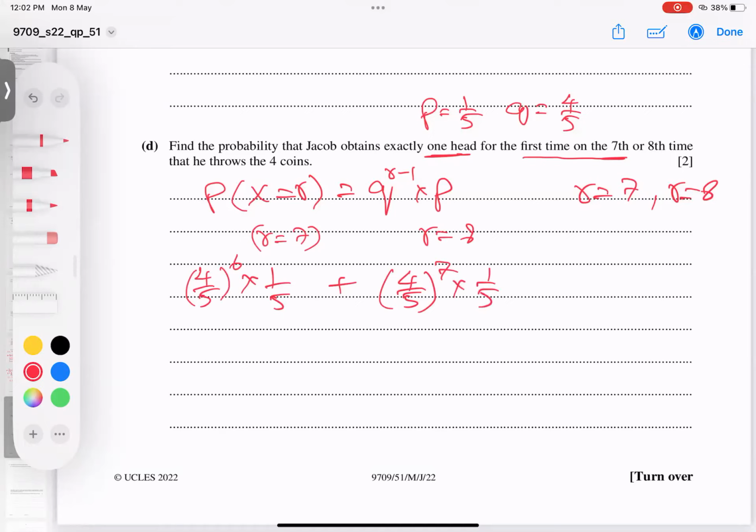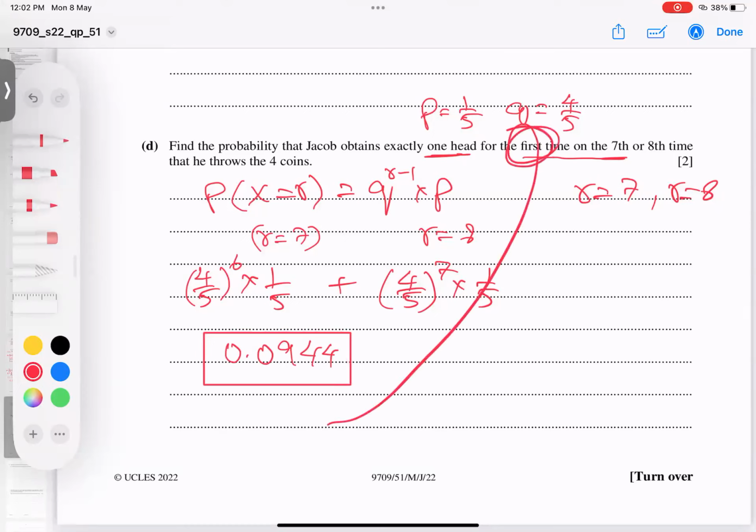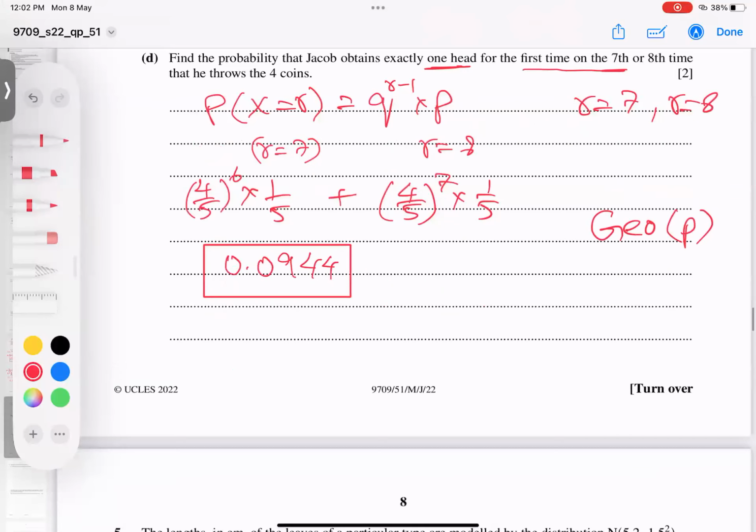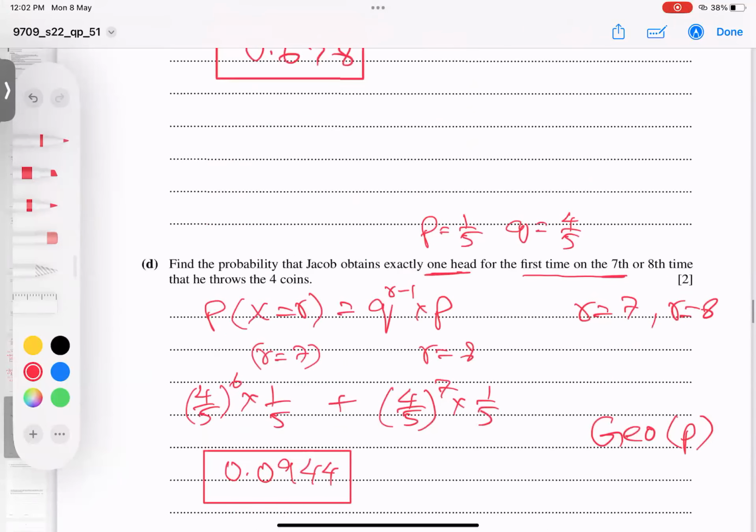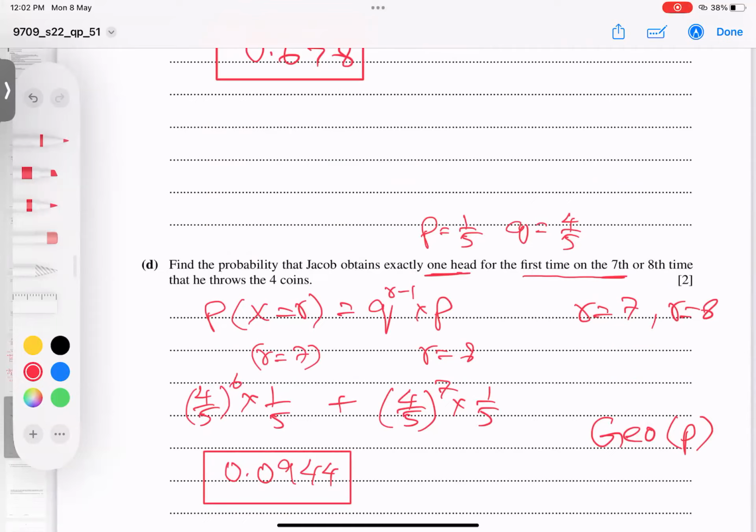And if you type this in calculator, okay, and answer is coming finally 0.0944. So whenever the word first time comes, we have to apply geometric probability. Okay, geo. All right. I hope so. This point is clear. And the question is completely over. I hope so. You got the concept very, very clear.